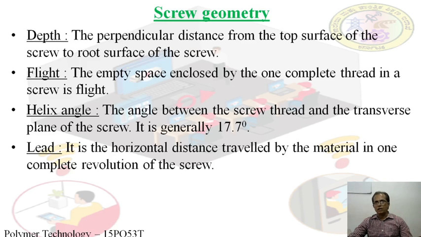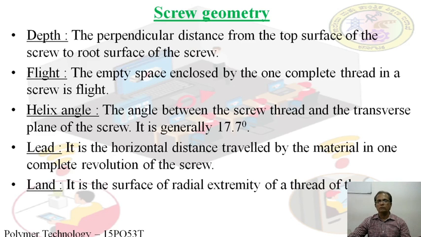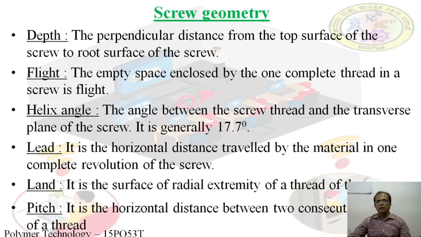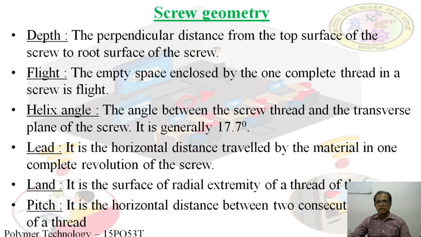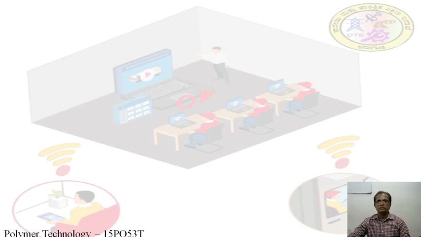Lead. It is the horizontal distance traveled by the material in one complete revolution of the screw. Land. It is the surface of radial extremity of the thread of the screw. What is the pitch? Pitch of the screw. It is a horizontal distance between two consecutive points of the thread.